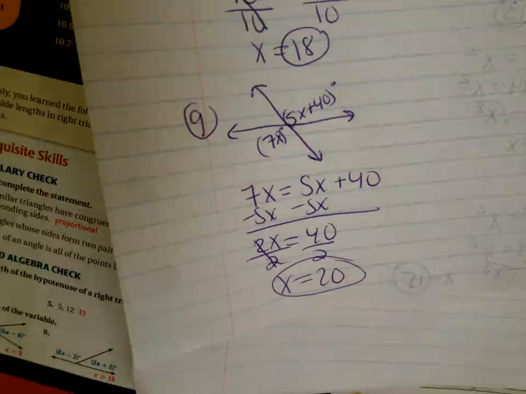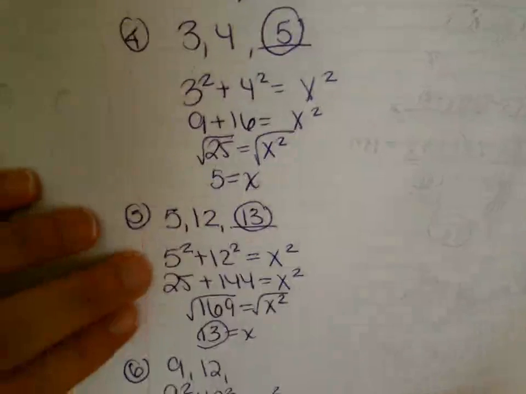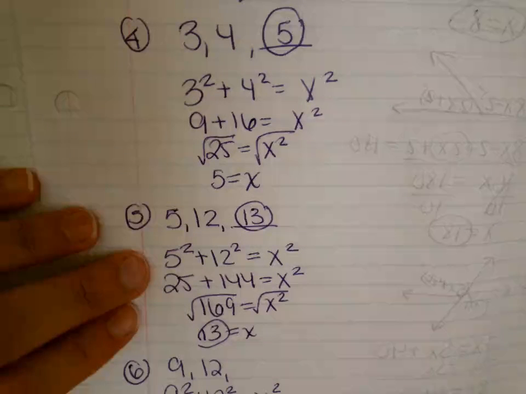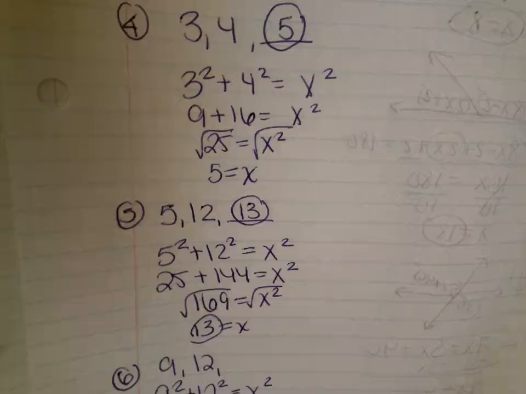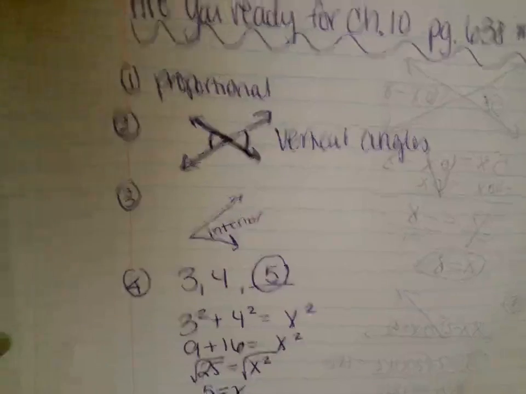Alright, I hope this is a good refresh of prior learned skills so that you guys can be successful in this chapter, because you have to remember that your linear pairs are supplementary. They add to 180 degrees. They form a straight line. Vertical angles are congruent. And you also have to remember Pythagorean theorem. Your leg squared plus your leg squared equals your hypotenuse squared. And other than that, that's pretty much the majority of the prerequisite skills that are necessary to be successful in Chapter 10.